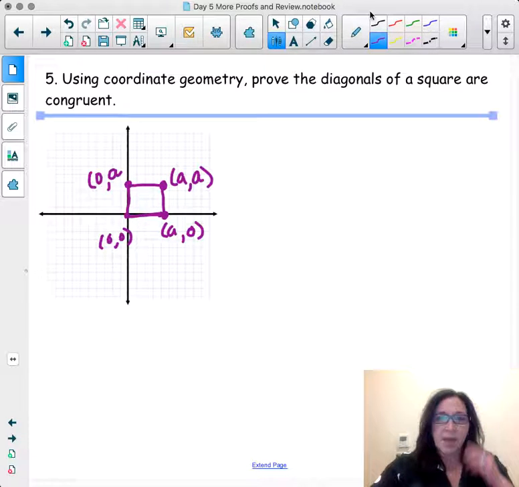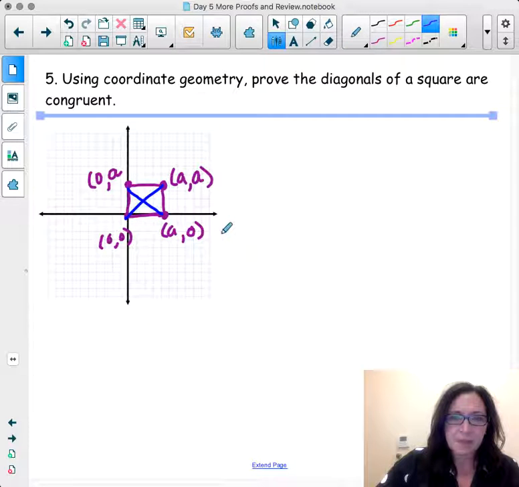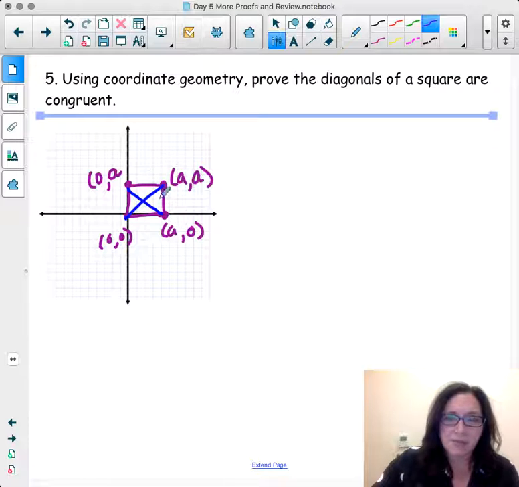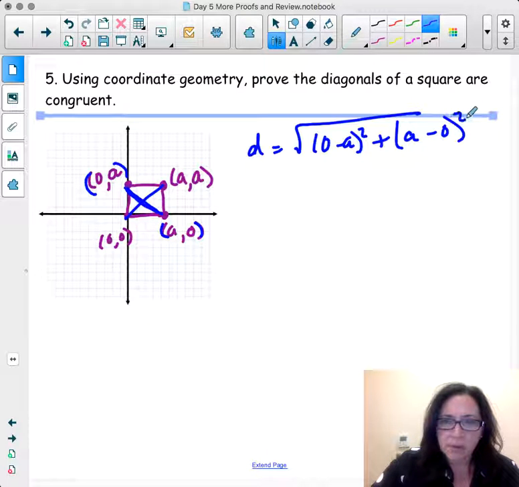So in order to prove that my diagonals are congruent, I'm going to find the distance between these 2 lengths. Now, again, Pythagorean theorem's totally fine, but I'm just going to find the distance. So the distance from this to this, let me color it. This one's going to be blue. The other one's going to be a different color. So we're going to go the square root of, subtract your x's, so 0 minus a quantity squared, plus subtract your y's, a minus 0 quantity squared.